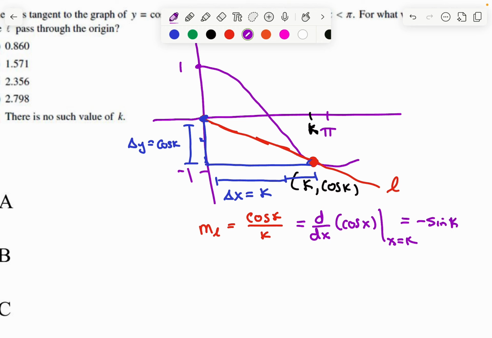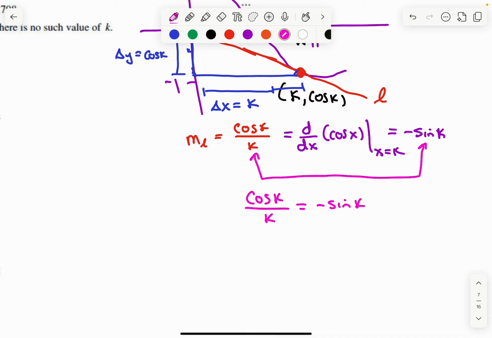And so we now have to solve this equation. When is cosine of k over k equal to negative sine of k? Okay, so we can just go graph this and do it. You could turn this into tangent, I guess, but it doesn't really matter. We'll just treat it as it is. So we're going to graph cosine of x over x and negative sine of x, and find where they intersect.